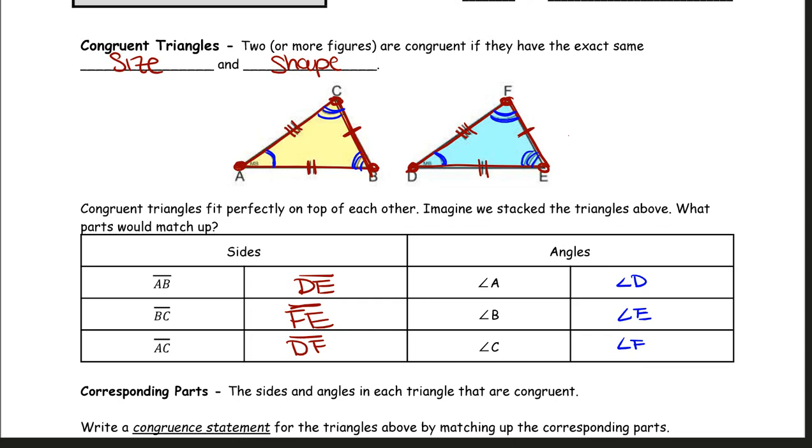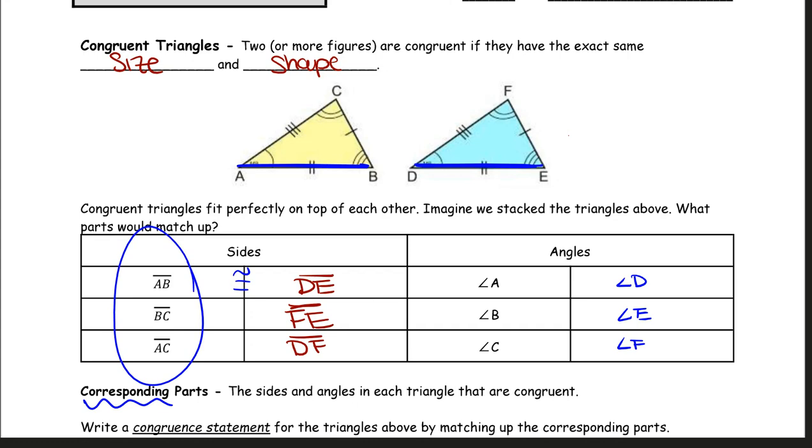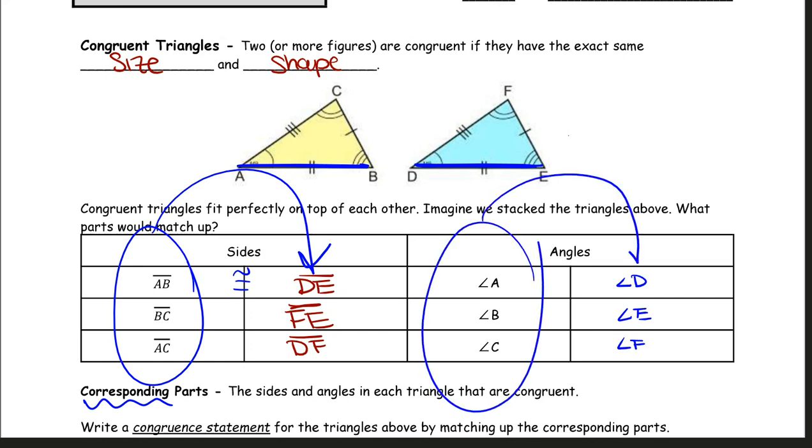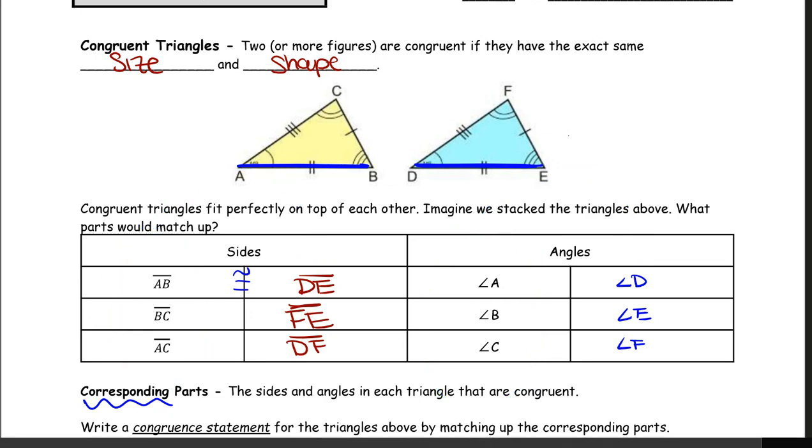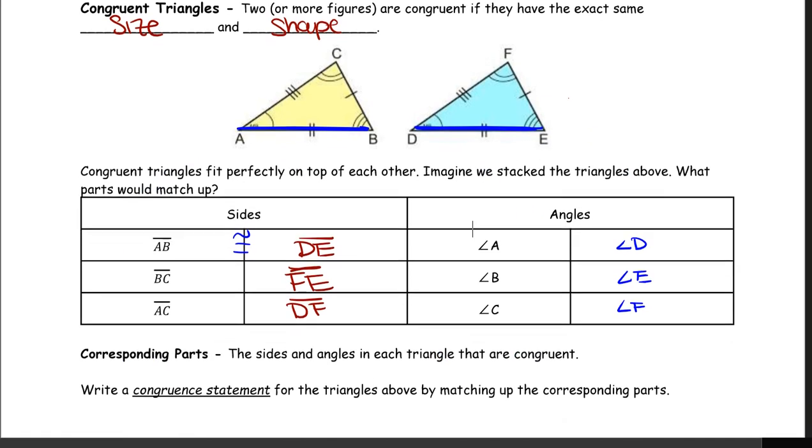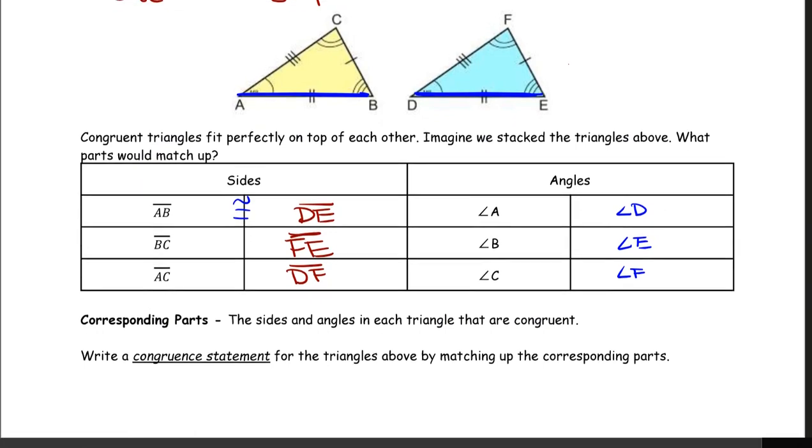Now, what we call these is corresponding parts. The corresponding part to AB is side DE in the other triangle because they are congruent. So AB and DE are corresponding parts. Every side in this triangle has a corresponding side in the other triangle. Every angle in the yellow triangle has a corresponding congruent angle in the blue triangle. So that's another term that you'll hear throughout this unit.